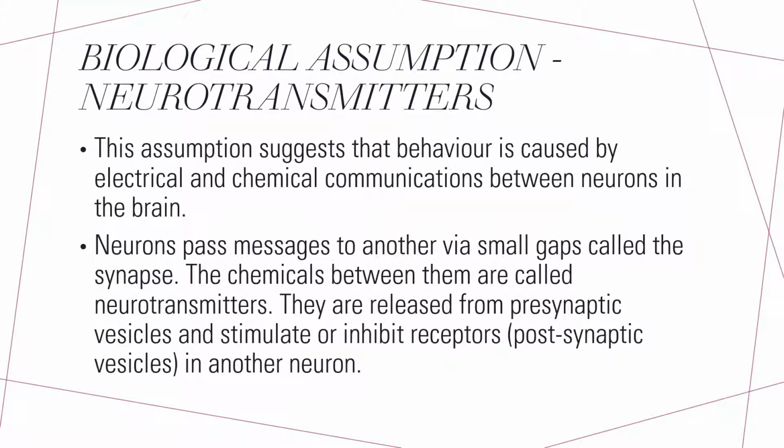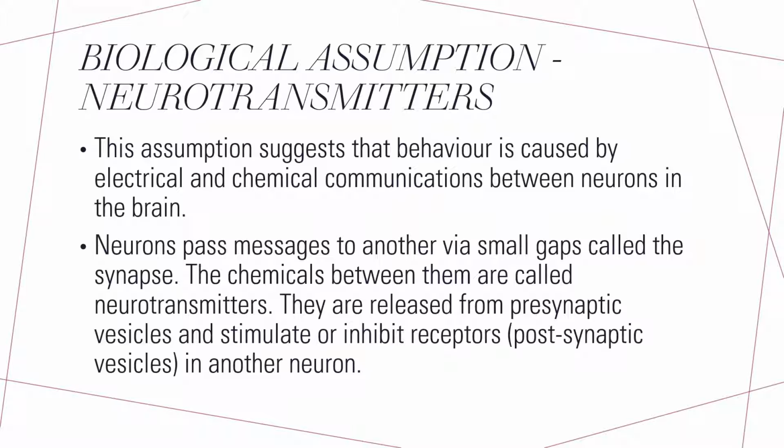However, this caused memory to be restricted to short-term, lasting an approximate of 12 to 30 seconds. So the next biological assumption is neurotransmitters. This assumption suggests that behavior is caused by electrical and chemical communications between neurons in the brain. Neurons pass messages to one another via small gaps called the synapse. The chemicals between them are called neurotransmitters. They are released from presynaptic vesicles and stimulate or inhibit receptors, postsynaptic vesicles, in another neuron.